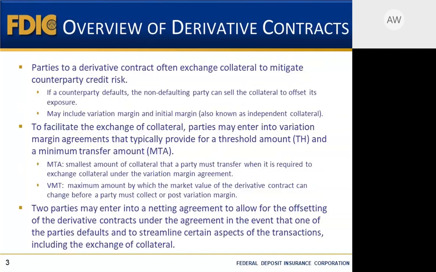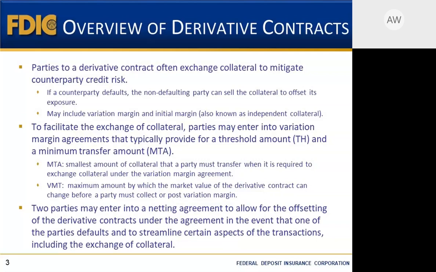Parties to a derivative contract often exchange collateral to mitigate counterparty credit risk. If a counterparty defaults, the non-defaulting party can sell the collateral to offset its exposure. In the derivatives context, collateral may include variation margin and initial margin. The latter is also known as an independent collateral.